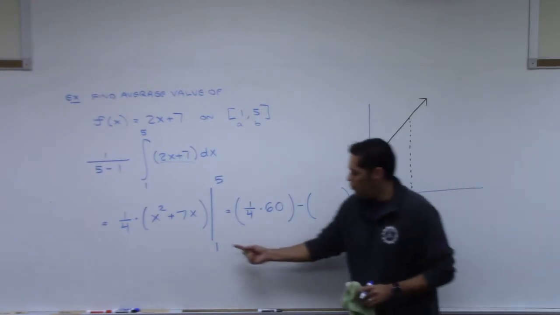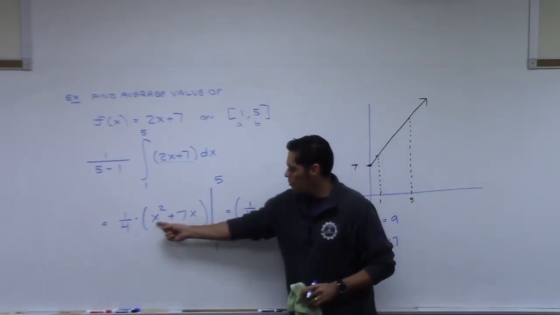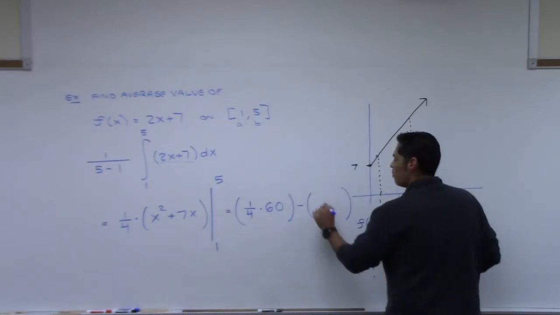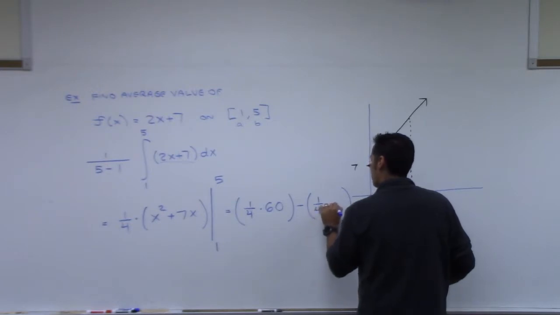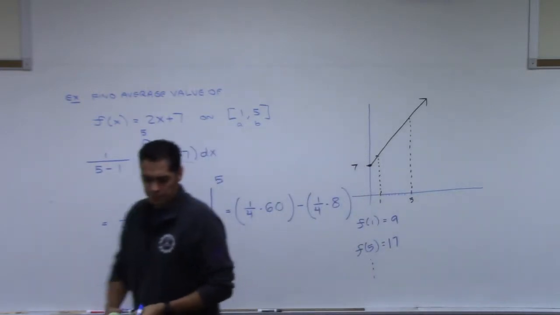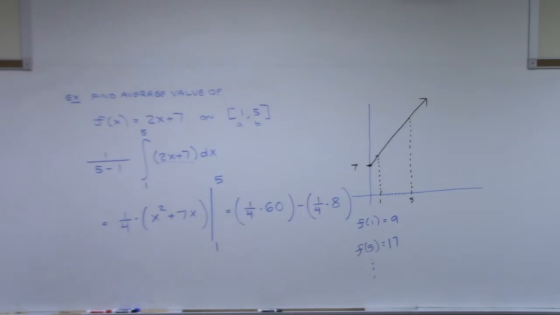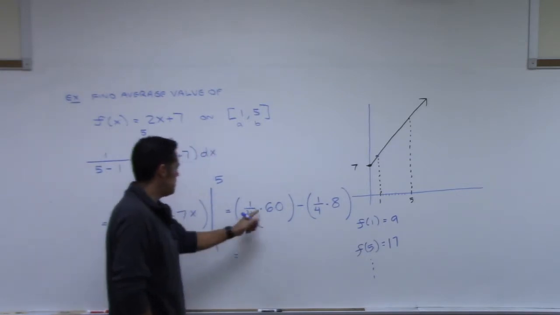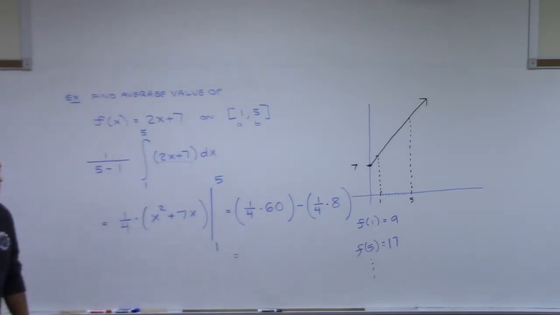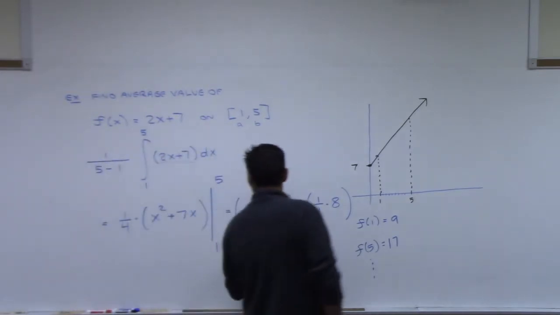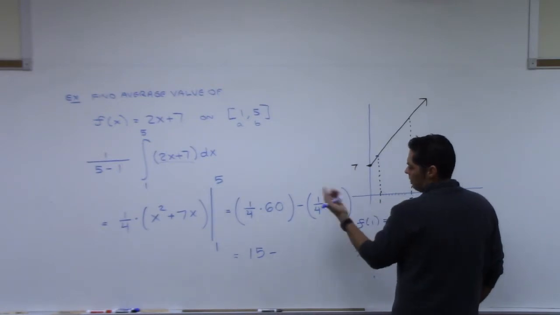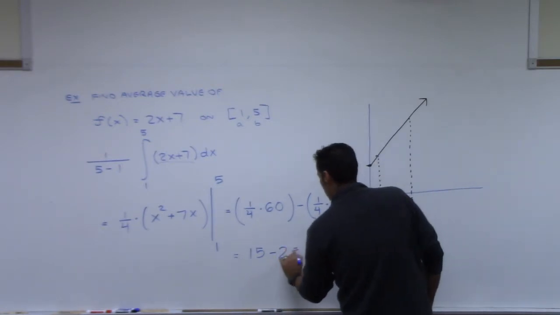Now let's plug in 1. What happens when you plug in 1? 1 plus 7, 8. So 8, and then we still have a 1/4 in front of that. So what is this going to be? What's 60 divided by 4? 15? 15, and then minus 8 divided by 4 is 2, right? So we get 13.